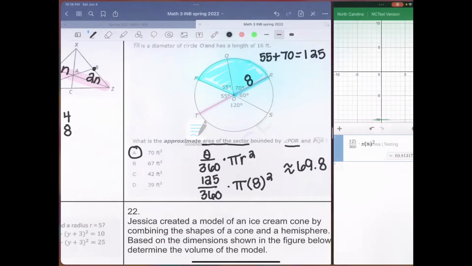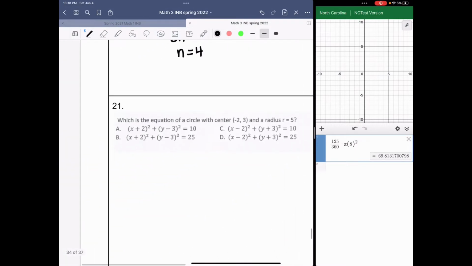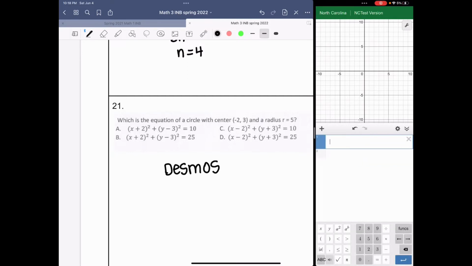All right, so let's look. You should have already done 21. 21 you would do in Desmos. You would look for your center, and if you plug that into Desmos and you check, the correct answer here is B. So if we check that, we can see that we have y minus 3 equals 25.